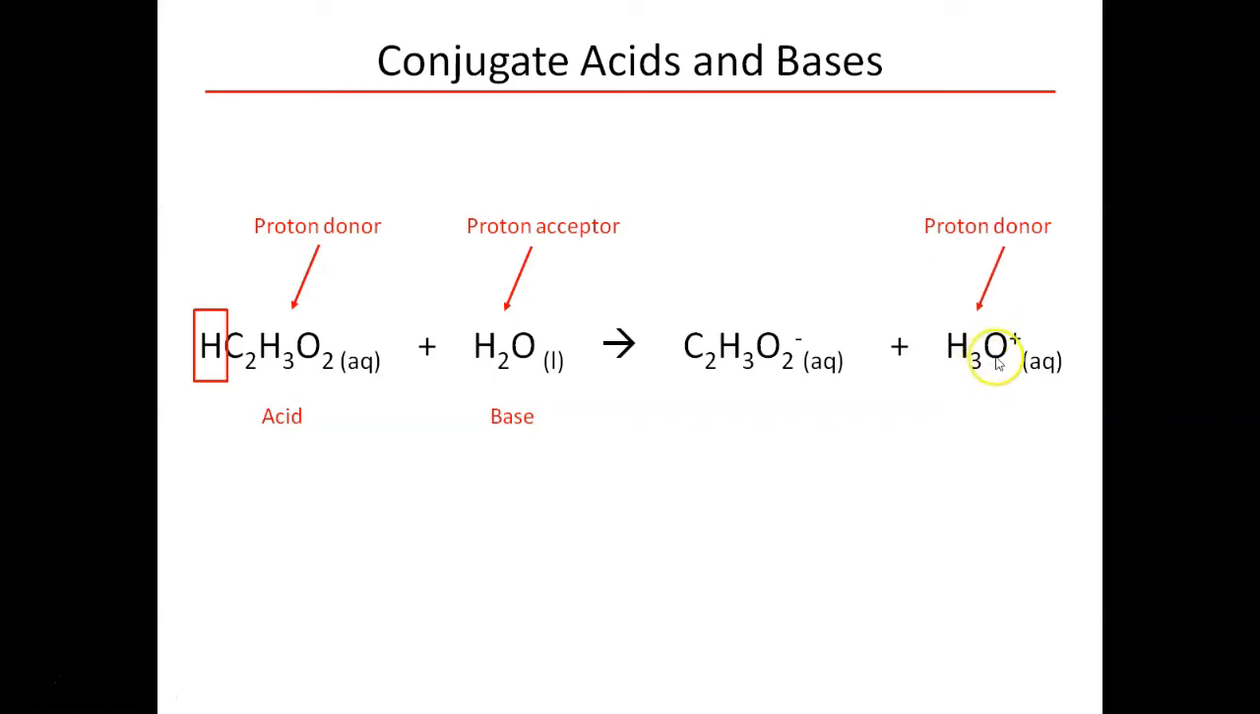To distinguish between the proton donor in a reactant and the proton donor in the product, we call this a conjugate acid. And to distinguish between my proton acceptor in my products and my proton acceptor in my reactants, we call this a conjugate base. So my acid is my proton donor in my reactants. My conjugate acid is the proton donor that is formed. And my base is my proton acceptor. And my conjugate base is my proton acceptor that's formed.